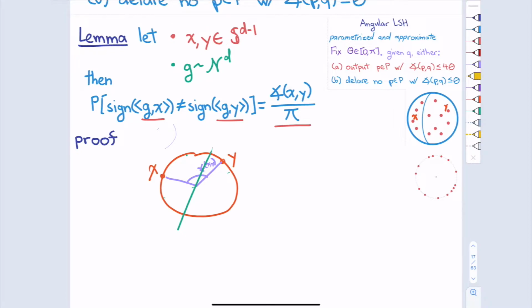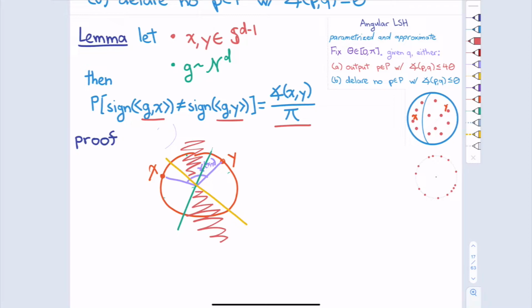And now let me draw a yellow one. If the Gaussian is anywhere on this side of the yellow line, then y will have a positive projection onto it. So for x and y to both have a positive projection onto this thing, we need to be in this region. And also, if we're in this region, they'll both have a negative projection.